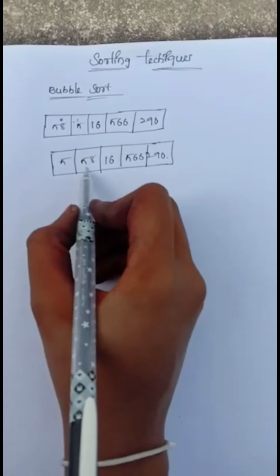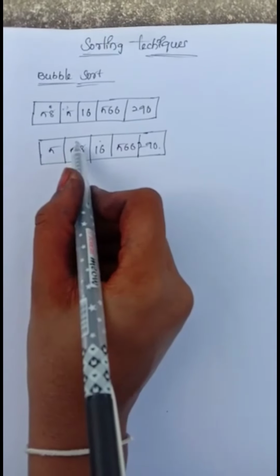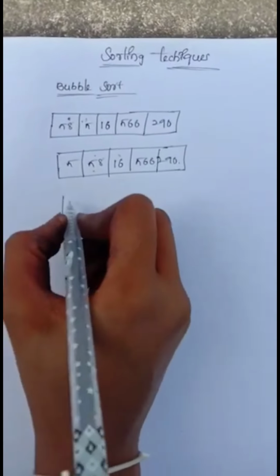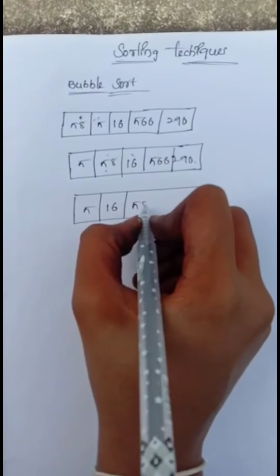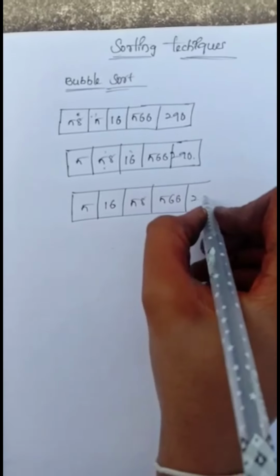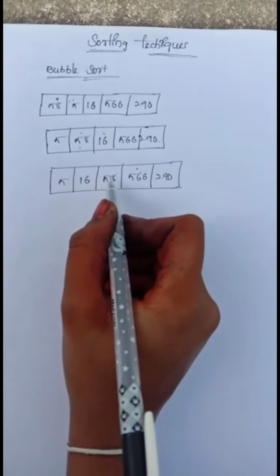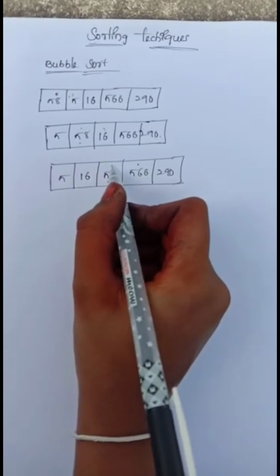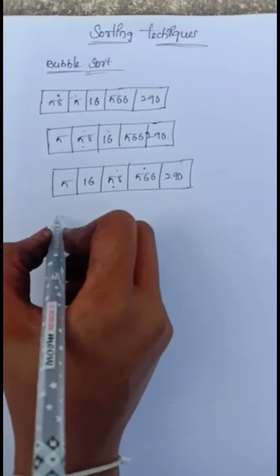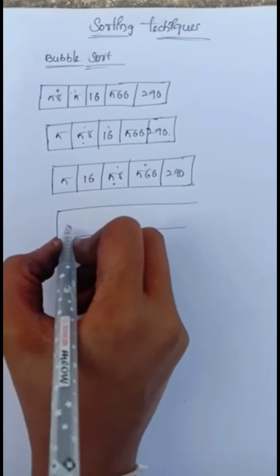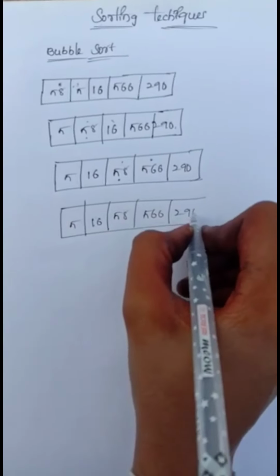Now compare the second element with the third element. Is swapping required here? Yes, because the second element is greater than the third element, so we have to swap. Now compare the third element with the fourth element. Is swapping required here? No, because the third element is smaller than the fourth element. So no need to swap. Just we have to compare. 5, 16, 58, 566 and 290.